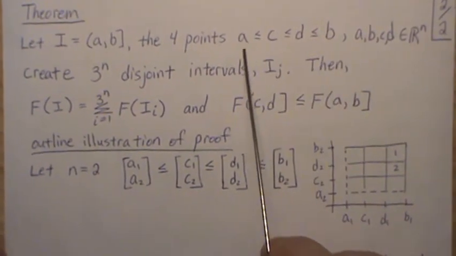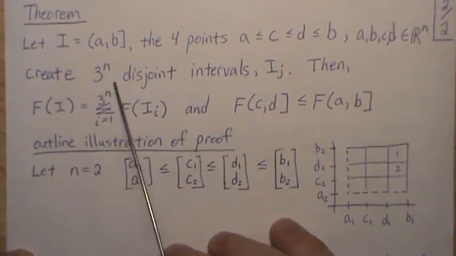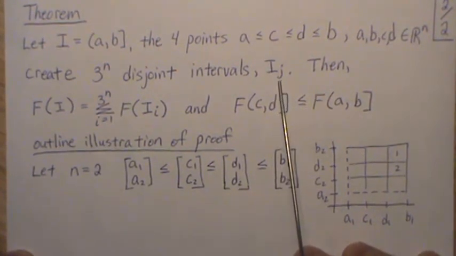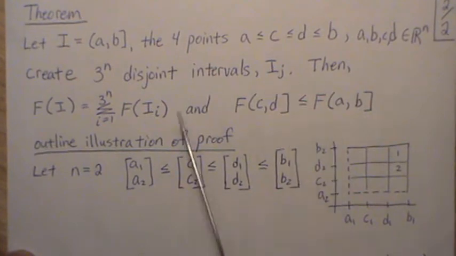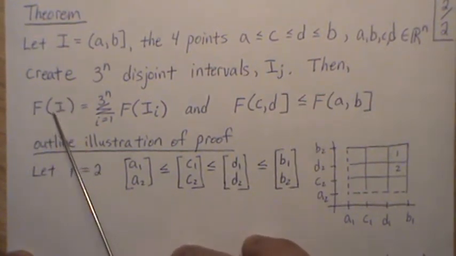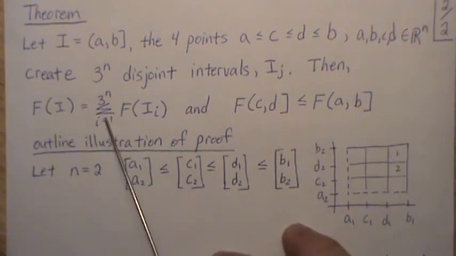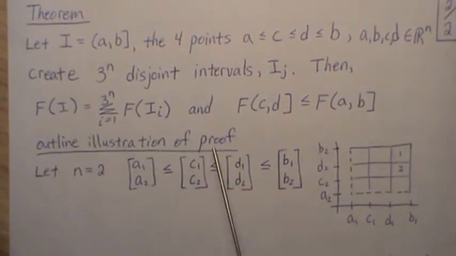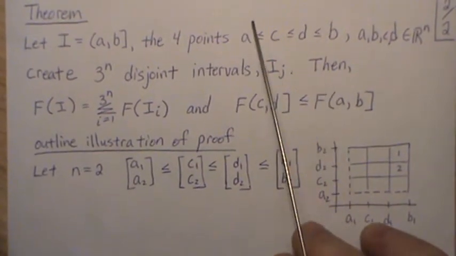But this relationship creates a grid, right? And it's 3 to the n disjoint intervals, and we call each of those I sub j. So we've just made this I into a grid of 3 to the n little disjoint intervals. Then f of I, remember this is an interval, so that f is really that difference operator on all n components. That's equal to just the sum of f of I sub j for each of those disjoint intervals. And the f of CD, this smaller interval, is less than or equal to this larger interval.